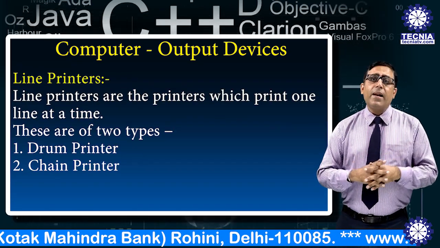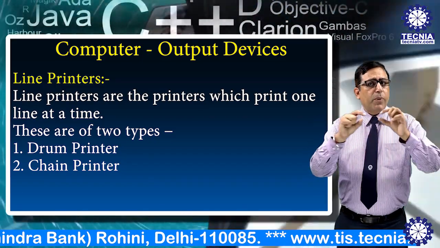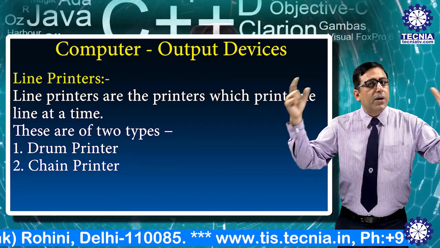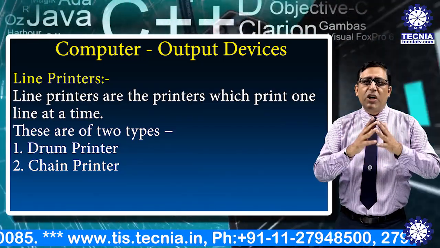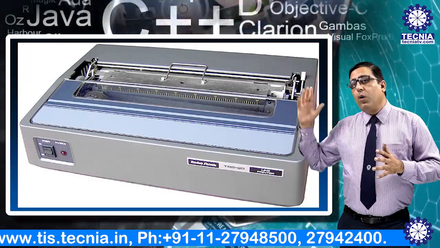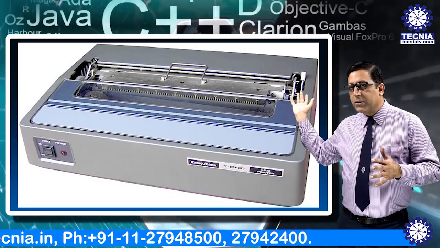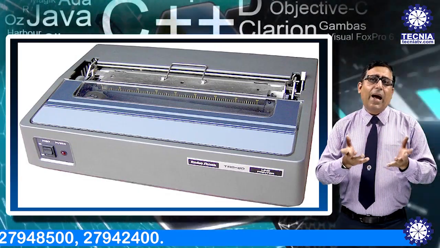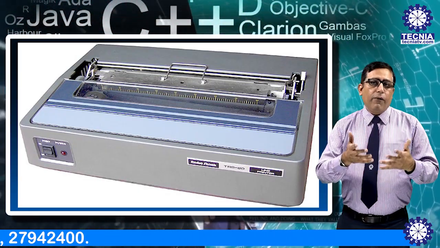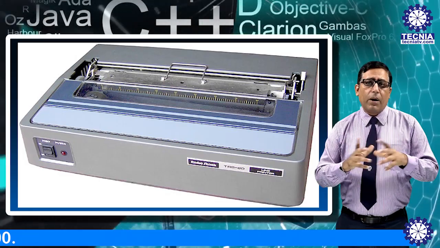Now the next one is line printers. Line printers print only one line at a time. These are of two types: drum printers and chain printers. Now you have a look at these kinds of printers. Now I am discussing these both printers, drum printer and chain printer, one by one. Firstly, we are discussing the drum printers.